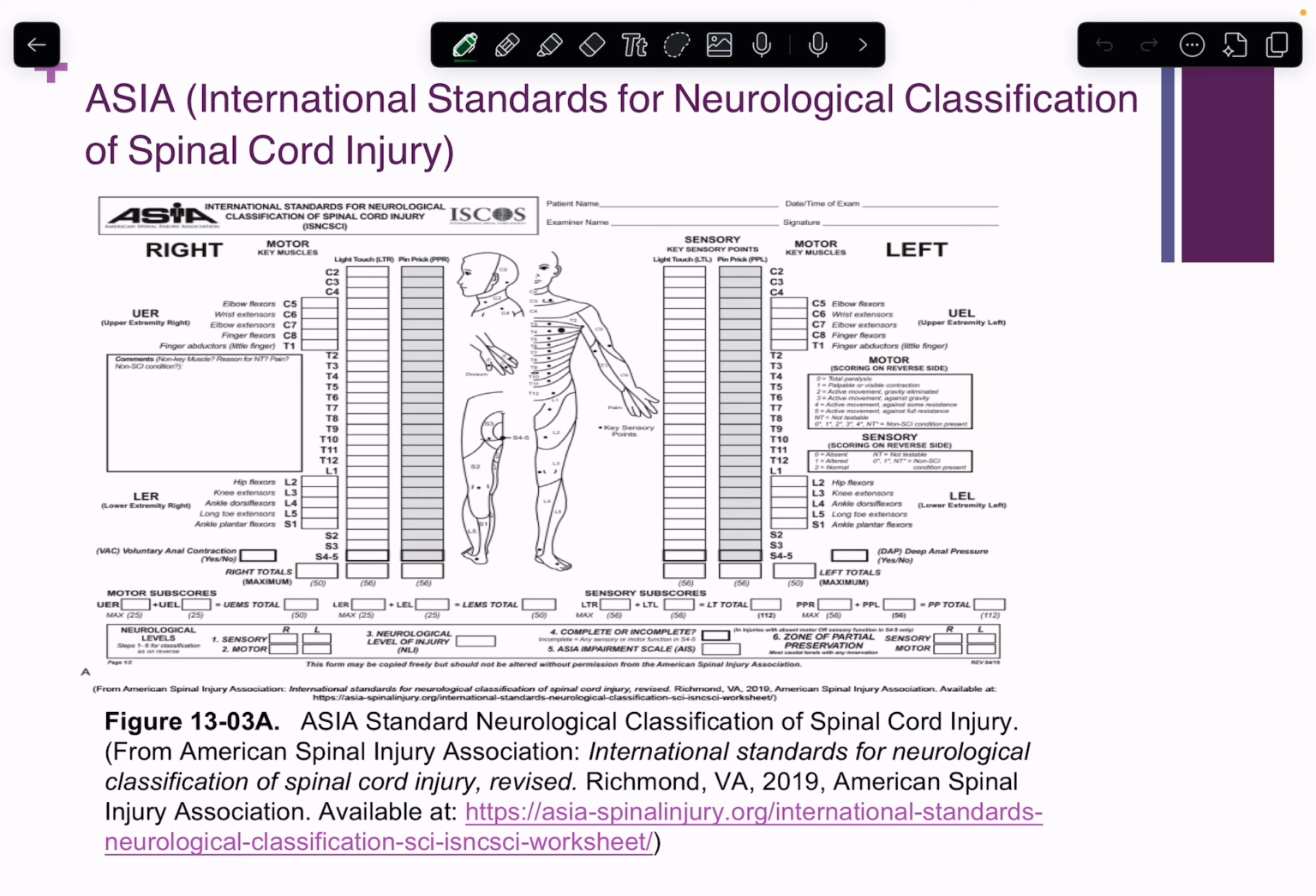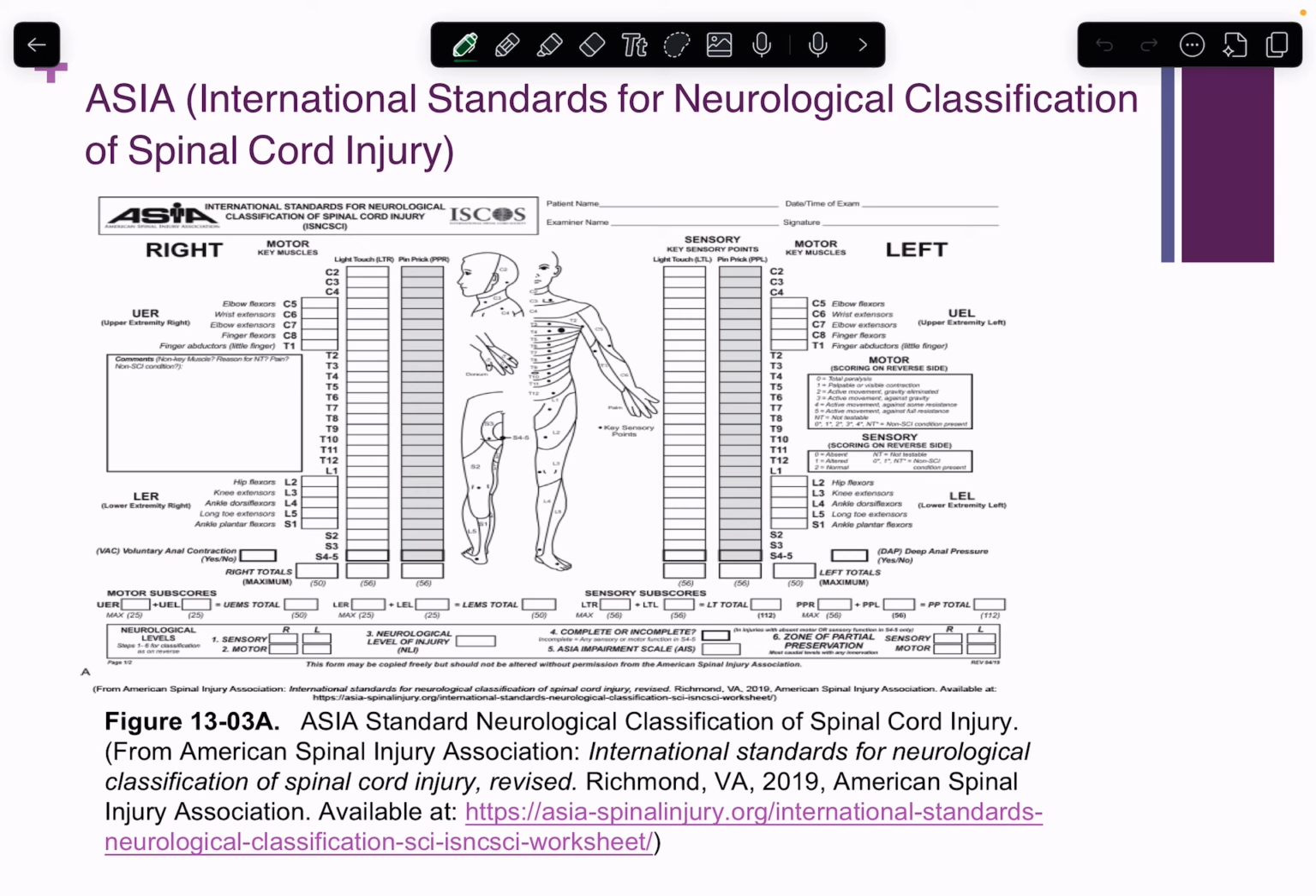Each sensory point is graded on a scale of 0 to 2. 0 is absent, 1 is impaired or altered, 2 is normal. There is a motor examination as well, on the left side, which covers the key muscles. It assesses motor function in key muscles associated with 10 paired myotomes, using 5 in the upper limbs and 5 in the lower limbs on each side of the body. Each muscle group is graded on a 0 to 5 scale.